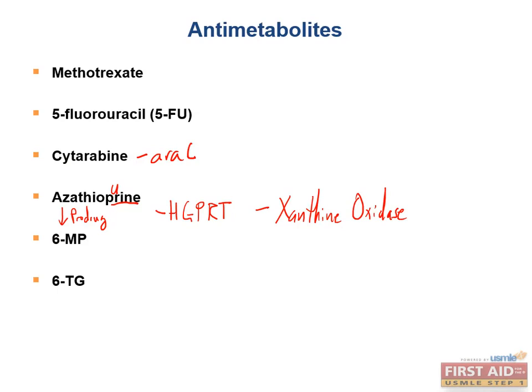Toxicities of these drugs include bone marrow depression, GI, and liver damage. 6-thioguanine, on the other hand, belongs to the same family as azathioprine and 6-mercaptopurine, but it is not metabolized by xanthine oxidase. This means it is okay to give with allopurinol. Side effects include leukopenia, thrombocytopenia, and megaloblastic anemia. It also has a cerebellar toxicity.